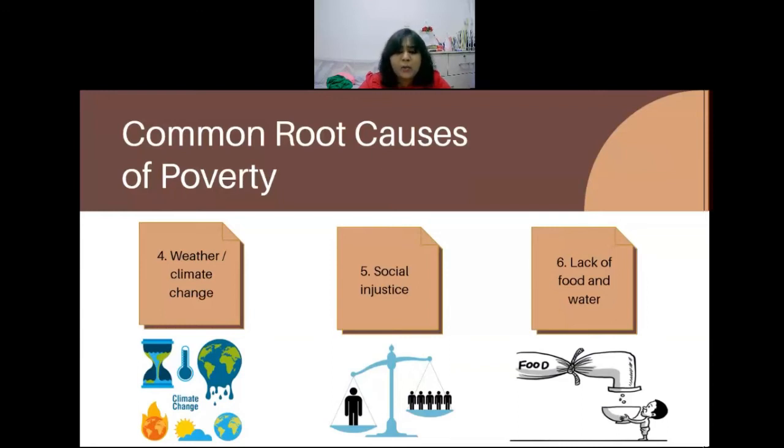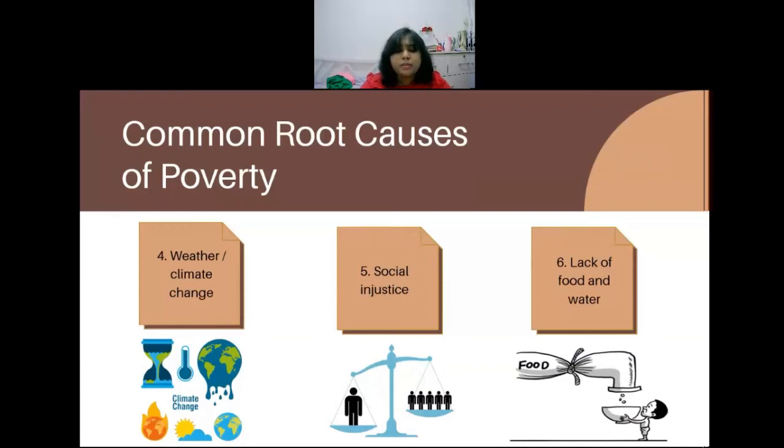Well, the next point would be the social injustice that takes place, whether it's gender discrimination, racism, or other forms of social injustice. Poverty just follows. People who are victims of social injustice struggle with getting good education, the right job opportunities, and also the access to resources that can lift them out of poverty.